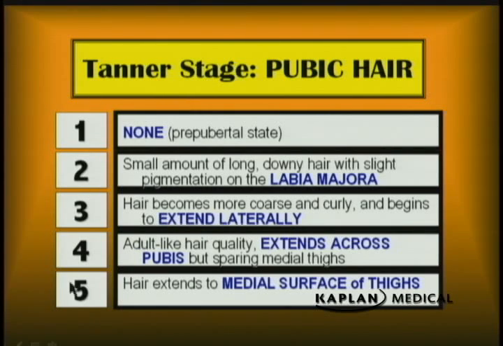Tanner stage 1, 2, 3, 4. Tanner stage 1, there is no pubic hair. This is prepubertal. This is normal childhood. In stage 2, the main area where you have the hair is on the labia majora. Stage 3, the hair extends laterally. Stage 4, it extends across the pubis. And stage 5, it extends to the medial surface of the thighs.